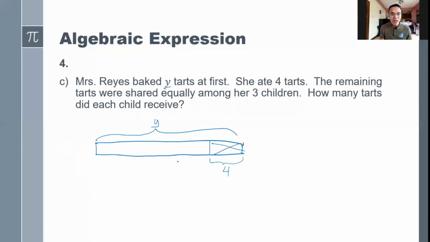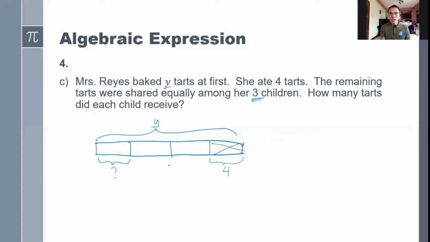The remaining tarts were shared equally among her 3 children. So the remaining portion should be divided into 3 equal parts. So we have here one part, another part. So these parts are equal. Okay? How many tarts did each child receive? So we want to know the value of one unit because this is child 1, child 2, and child 3.